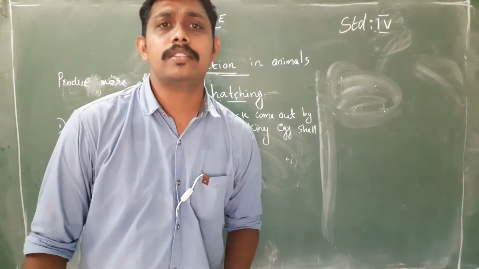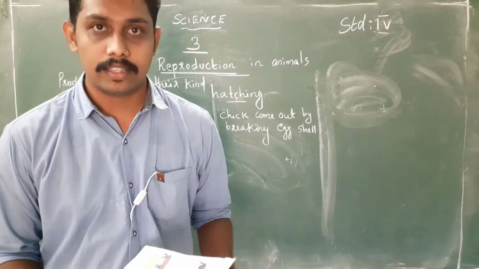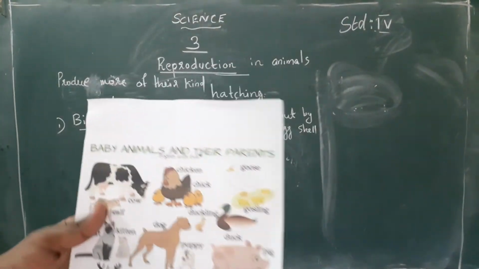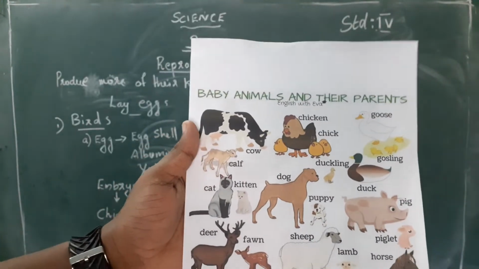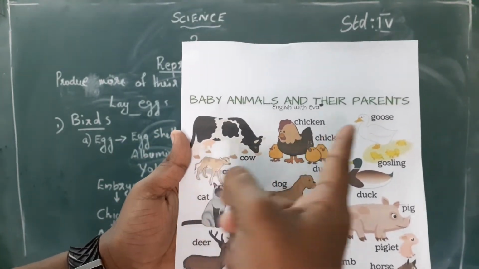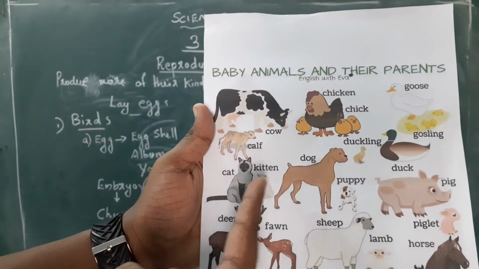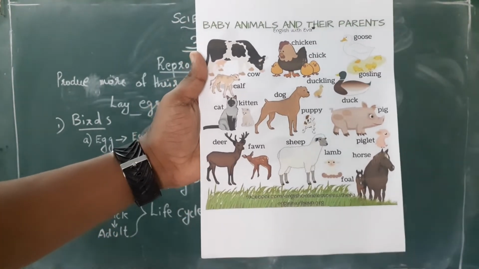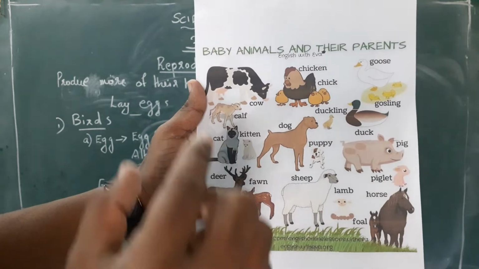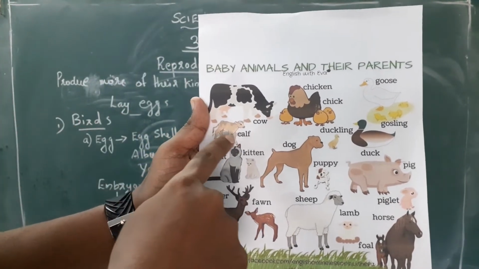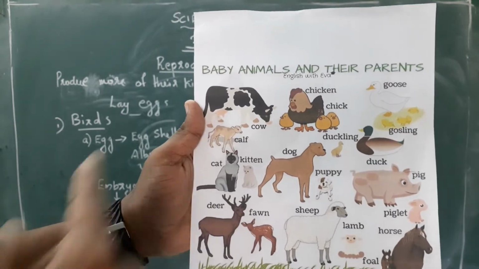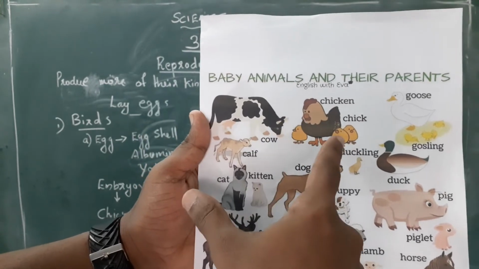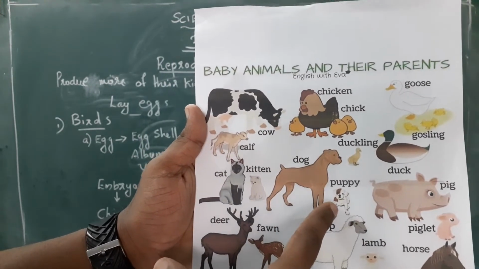Okay, so students, you are familiar with some living things, isn't it? Can you see this picture? Look at the picture. You can see some living things here: cow, chicken, goose, duck, dog, cat, deer, sheep and horse. And you can see the cow with its young ones. The young one of a cow is a calf, of a chicken is a chick, and of a dog is a puppy.